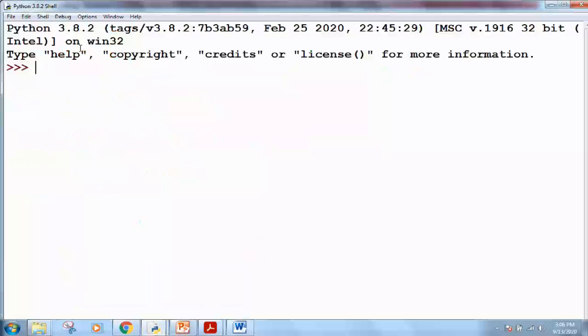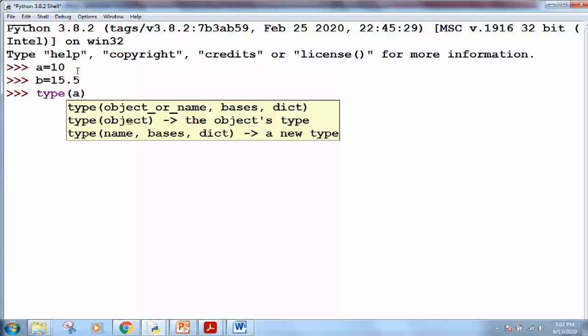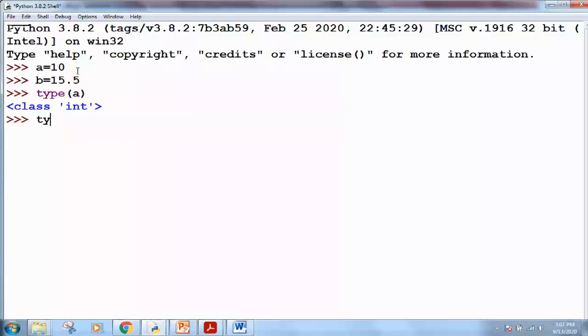Ideally, suppose a value a is an integer, and b is a floating value, 15.5. If you check the type of a, it is an integer. If you check the type of b, it is also a float.